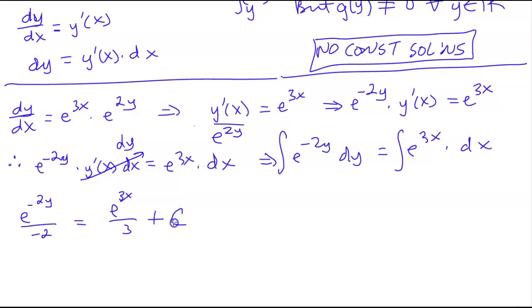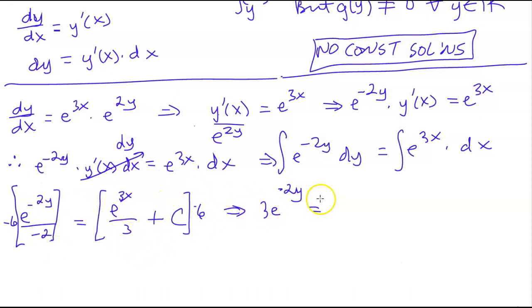And so now at this particular point, we're going to try to solve this for y in terms of x explicitly. So what I'm going to do to make life a little bit easier is multiply both sides by a negative 6. So I'll do my negative here. And if I do that, that's going to give me 3e raised to the negative 2y here. And on the other side, it's going to give me 2e raised to the 3x minus 6c.